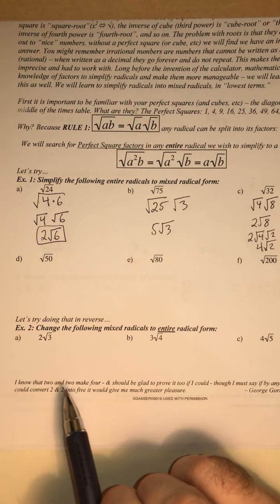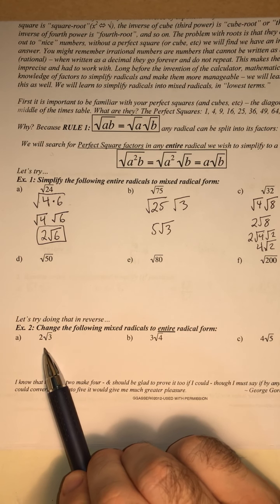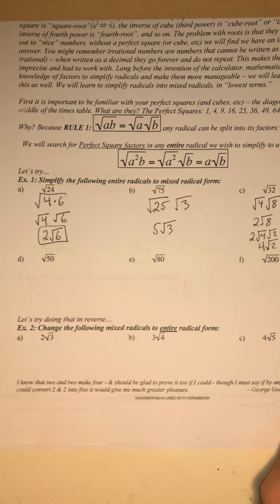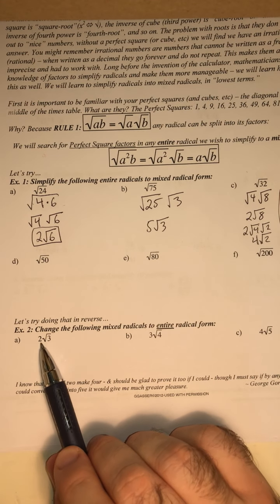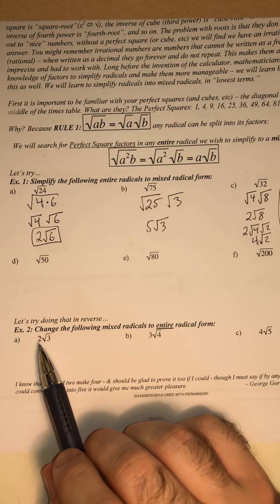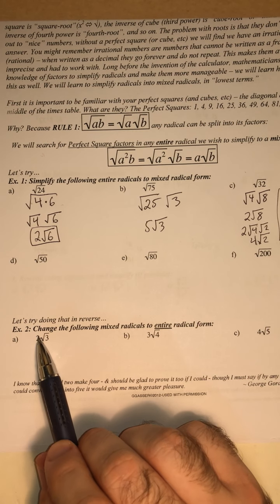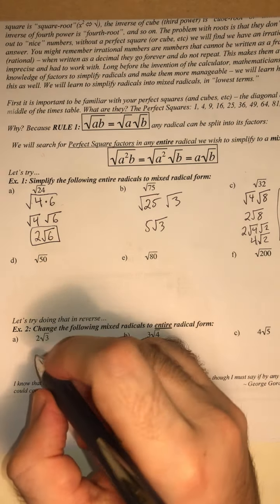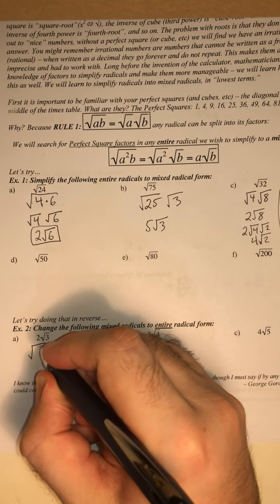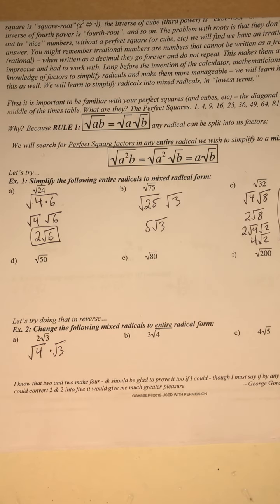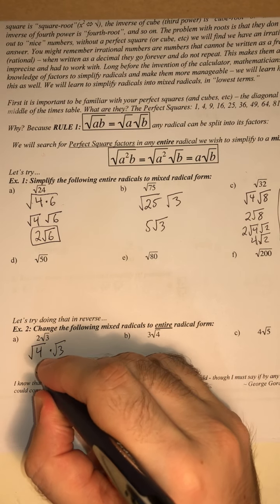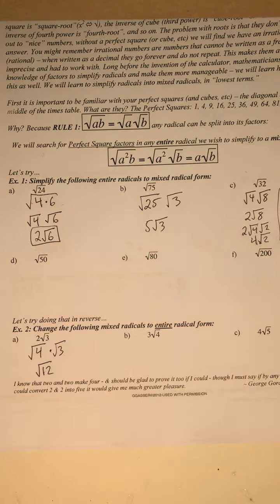Let's try doing the reverse now. I give you the mixed radical, and you need to turn it into an entire radical. So what I'm going to do with this is turn it into a perfect square. Since I want to put it under a square root, I'm going to square this. So 2 is the same as root 4 times root 3, and then combine this under the same root sign. 4 times 3 gives you 12.